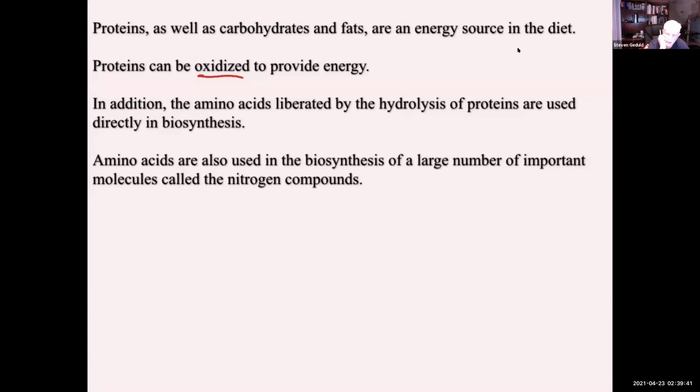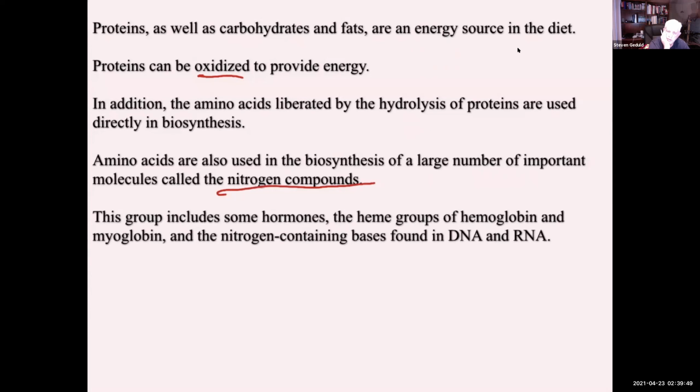Amino acids are also used in biosynthesis of a large number of important molecules called the nitrogen compounds. Okay? These nitrogen compounds include our hormones, the heme groups of hemoglobin and myoglobin, and the nitrogen-containing bases found in DNA and RNA, the purines and pyrimidines, the bases that bond to our sugars in DNA and RNA. Okay? We need those nitrogen compounds. And we get those through amino acids.